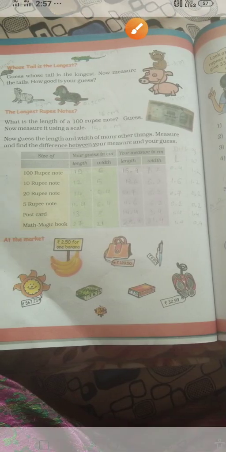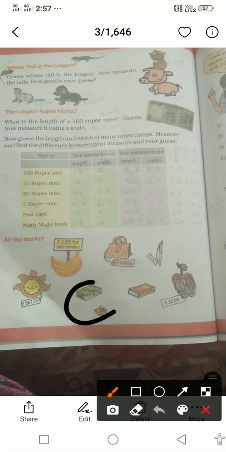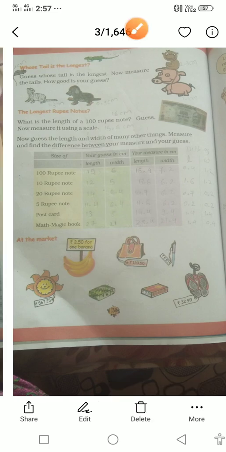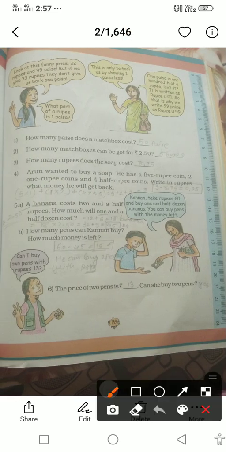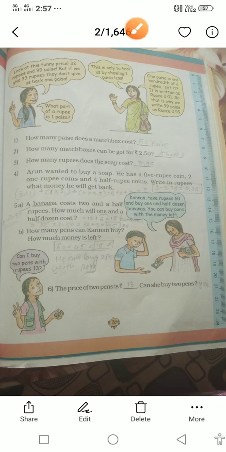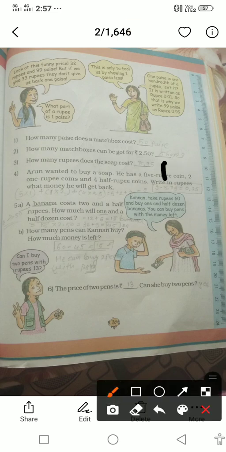Third one is, how many rupees does the soap cost? Okay, that was the shop. See, this is the soap. This one is soap, 8.75 rupees. So we have to write over here 8.75 rupees. I forgot to write rupees here. You can write rupees, paise, whatever is there.